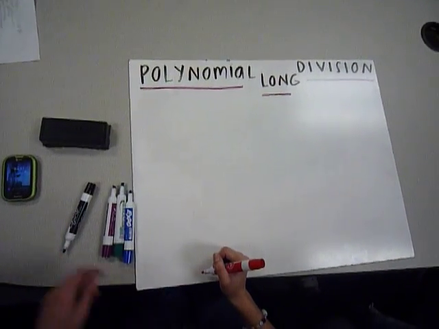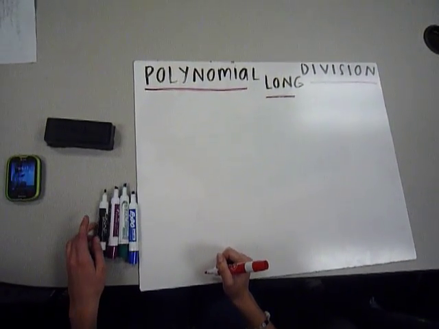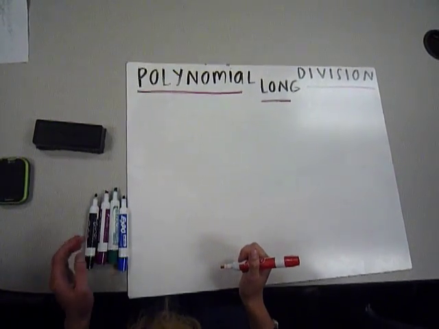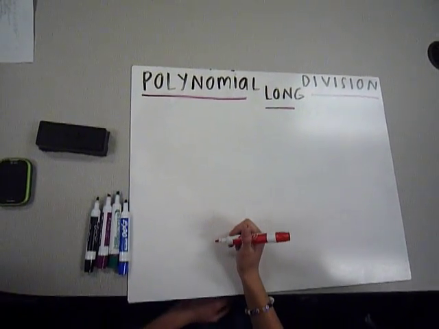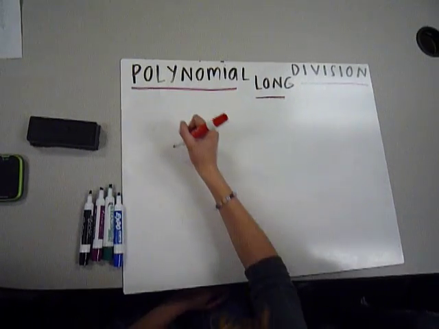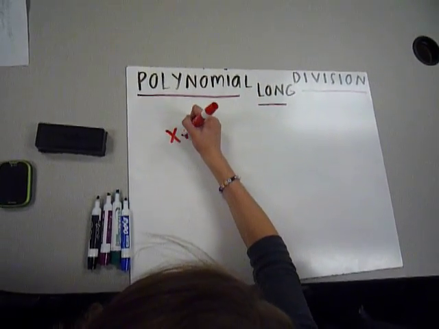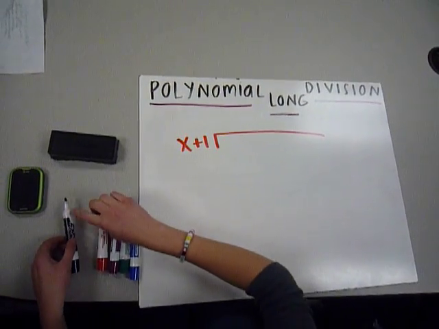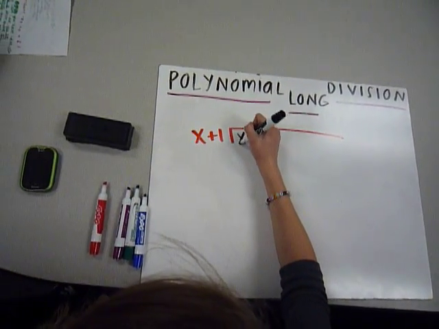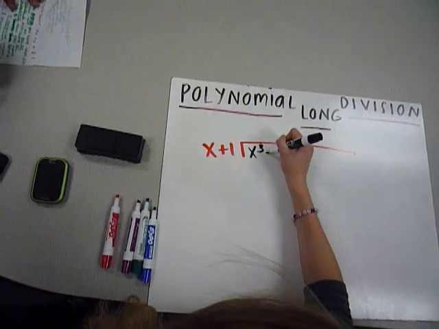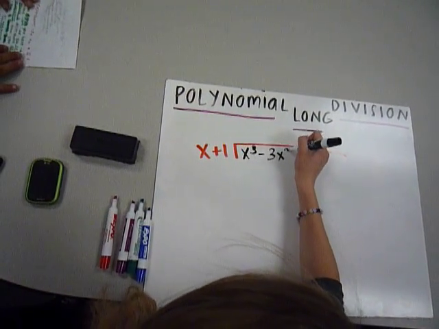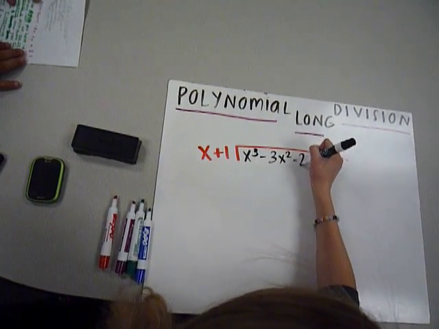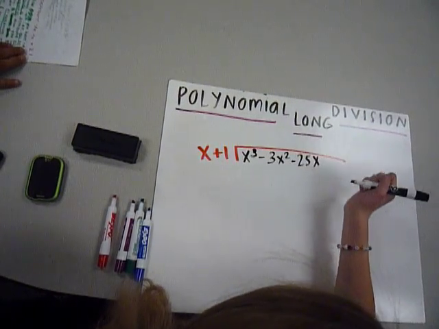Alright, so this is polynomial long division. Dividing polynomials is just like long division. You distribute the dividing number to all the variables in the equation. So for our equation, the dividing number is x plus 1, and the number that is being divided is x cubed minus 3x squared minus 25x minus 21.